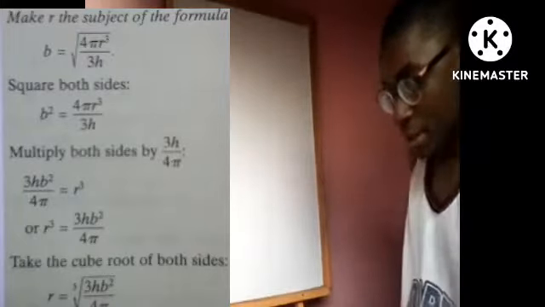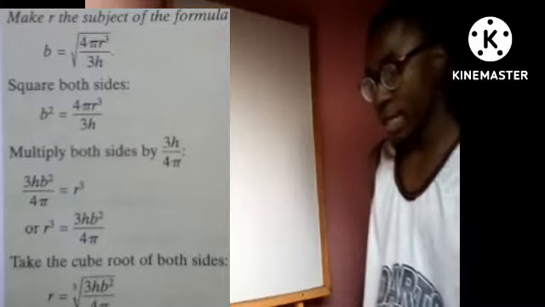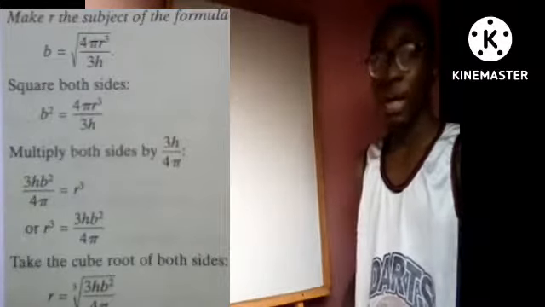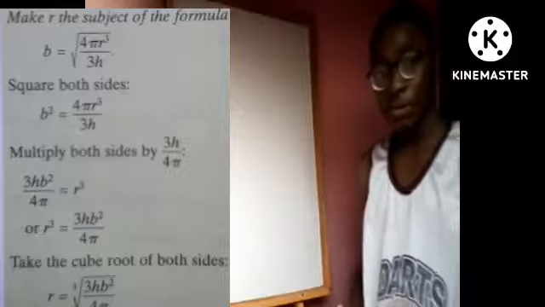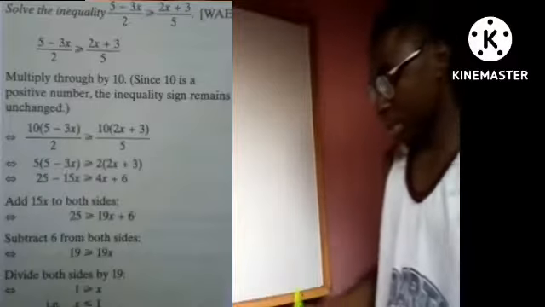Now the next step is to take the cube root of both sides. So R will be equal to what? The cube root of 3HB squared over 4 pi. That's the solution of that question. Let's move on to the next question, which will be example 8.